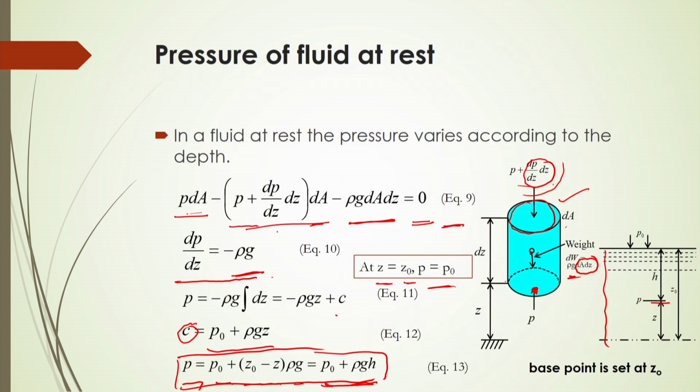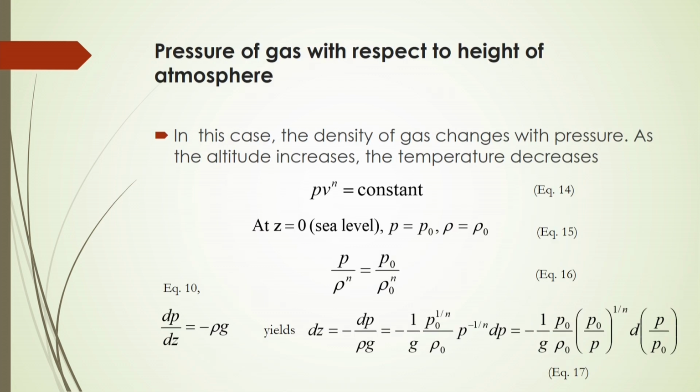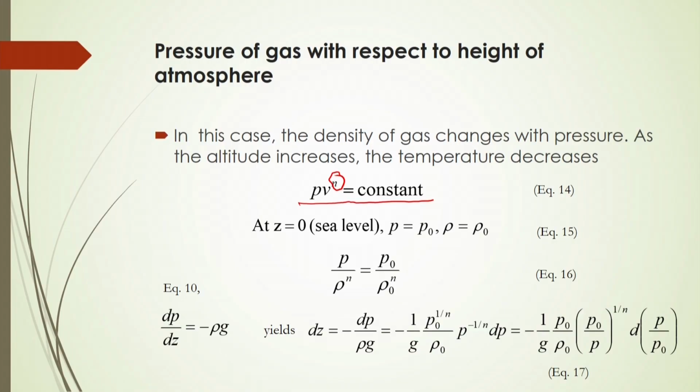Now, in case of gas, what will happen? The density of the gas changes with pressure. As the altitude increases, the temperature also decreases, and accordingly the pressure of the gas will change. So, P v to the power n equals a constant, where n is the polytropic constant. For an ideal gas, n is equal to 1, so P v is equal to constant.